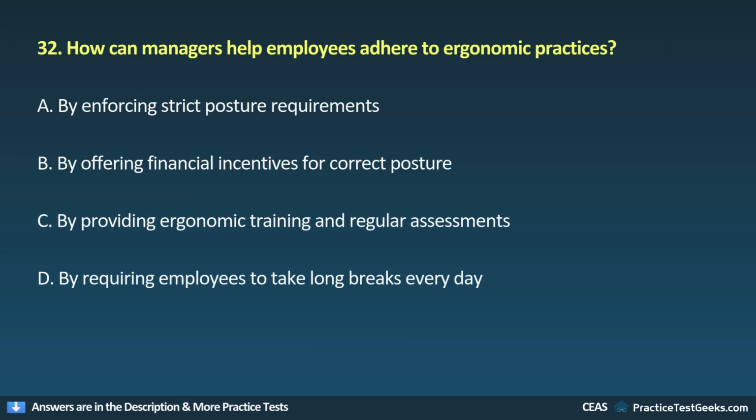32. How can managers help employees adhere to ergonomic practices? A. By enforcing strict posture requirements. B. By offering financial incentives for correct posture. C. By providing ergonomic training and regular assessments. D. By requiring employees to take long breaks every day.